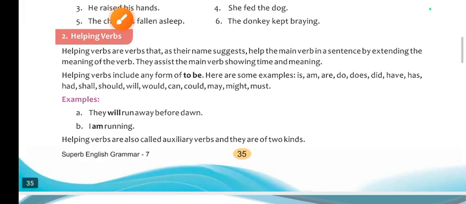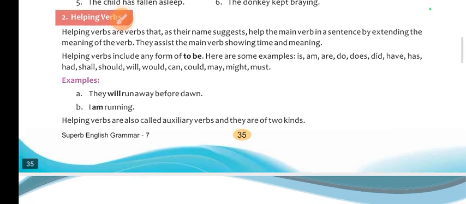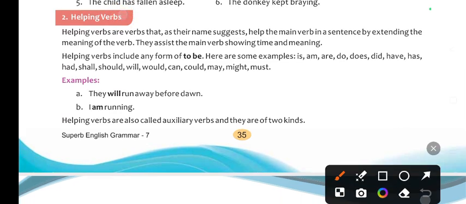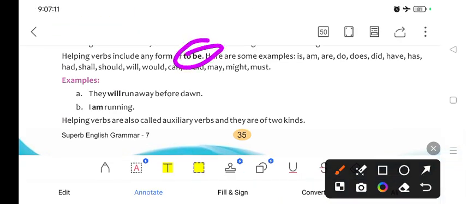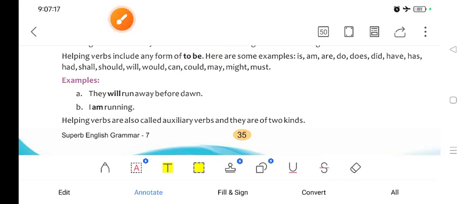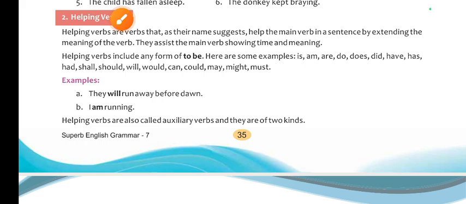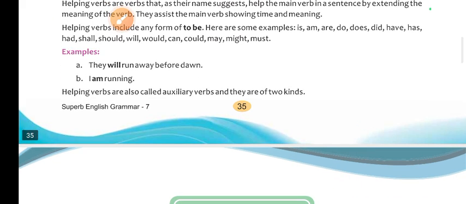Helping verbs. Helping verbs are verbs that, as their name suggests, help the main verb in a sentence by extending the meaning of the verb. They assist the main verb, showing time and meaning. So, helping verbs include any form of to be. Here are some examples: is, am, are, do, does, did, have, has, had, shall, should, will, would, can, could, may, might, must.